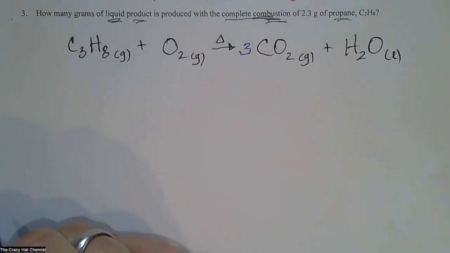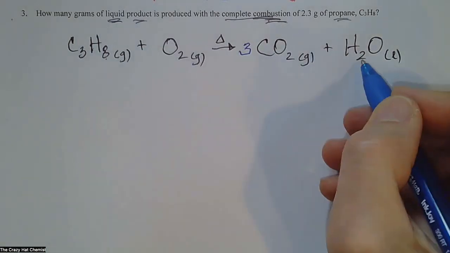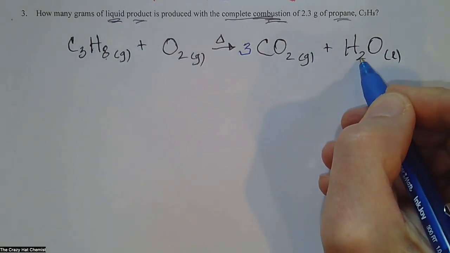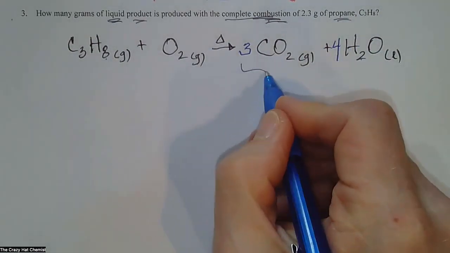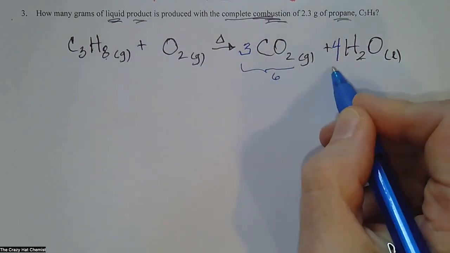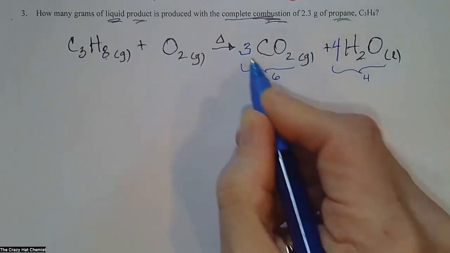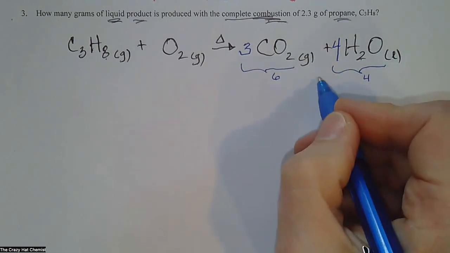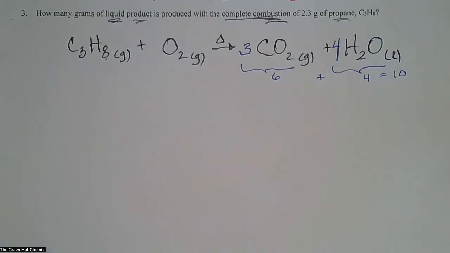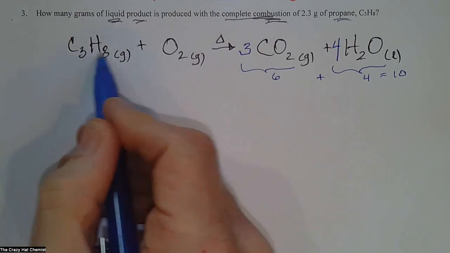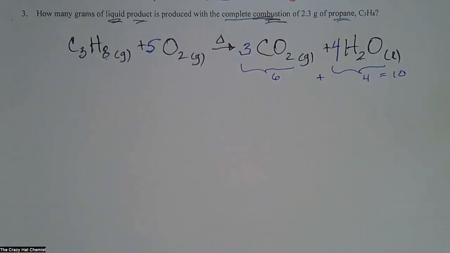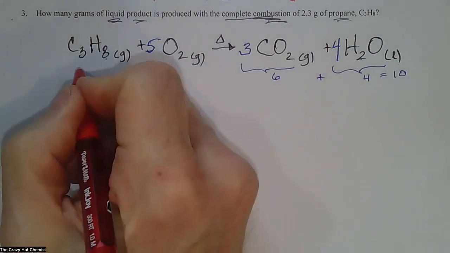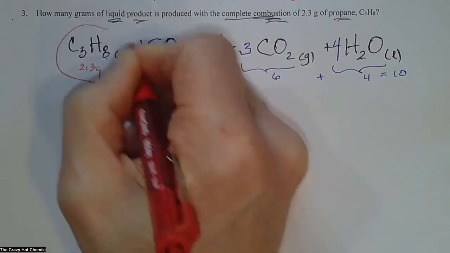There are 8 hydrogens on the reactant side, and there are 2 here on the product side, so this requires a 4 right there. The number of oxygens right here is 6. The number of oxygens right here is 4 with those coefficients of 3 and 4 respectively. I'm going to add those 2 numbers up. That gets me 10 oxygens on the product side. There are no oxygens here, so I'm going to multiply and give a 5 coefficient in front of the oxygen. Perfect. Okay, now I'm going to start off with 2.3 grams of propane.